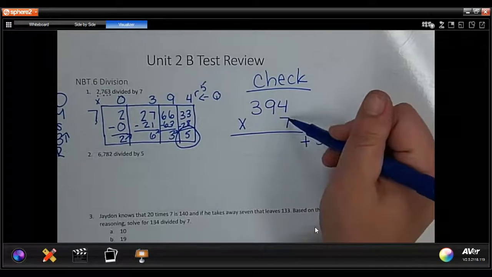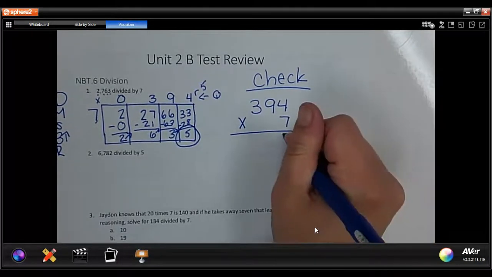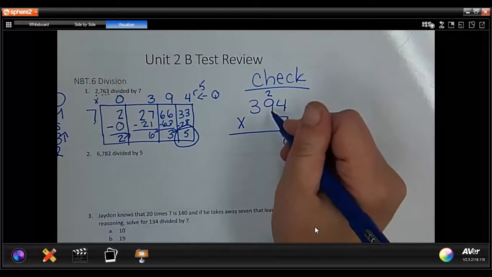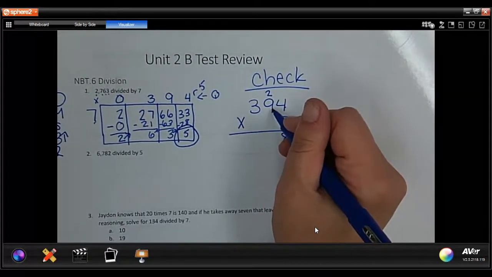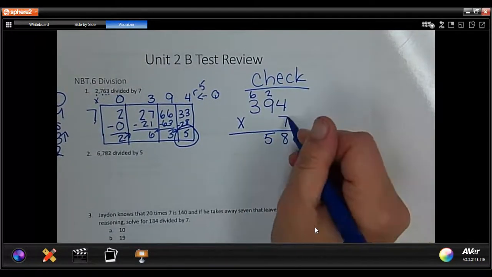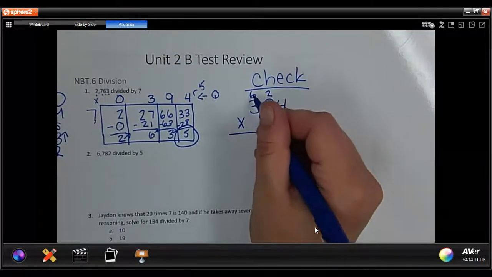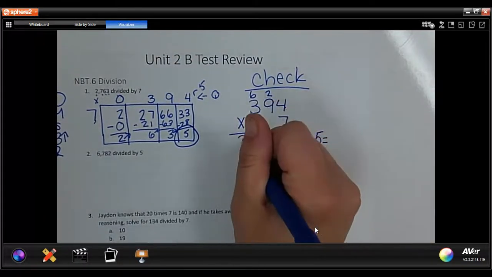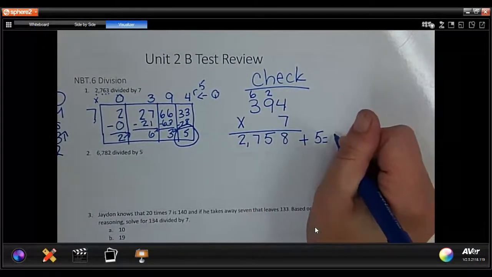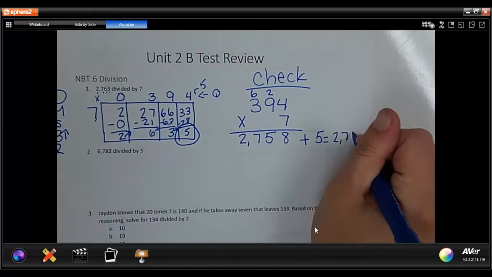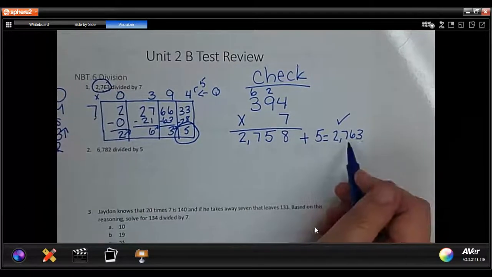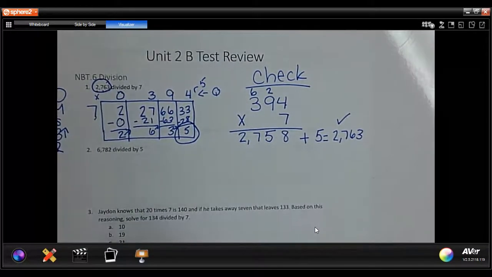So the standard algorithm, I'm going to do 7 times 4 is 28. Bring my 2 up here, put my 8 down there. 7 times 9 is 63, plus 2 is 65. My 5 goes down there, my 6 comes up here. 7 times 3 is 21, plus 6 is 27. So I got 2,758, plus 5 is going to give me 2,763. So that is correct because it's the same as my dividend of 2,763.